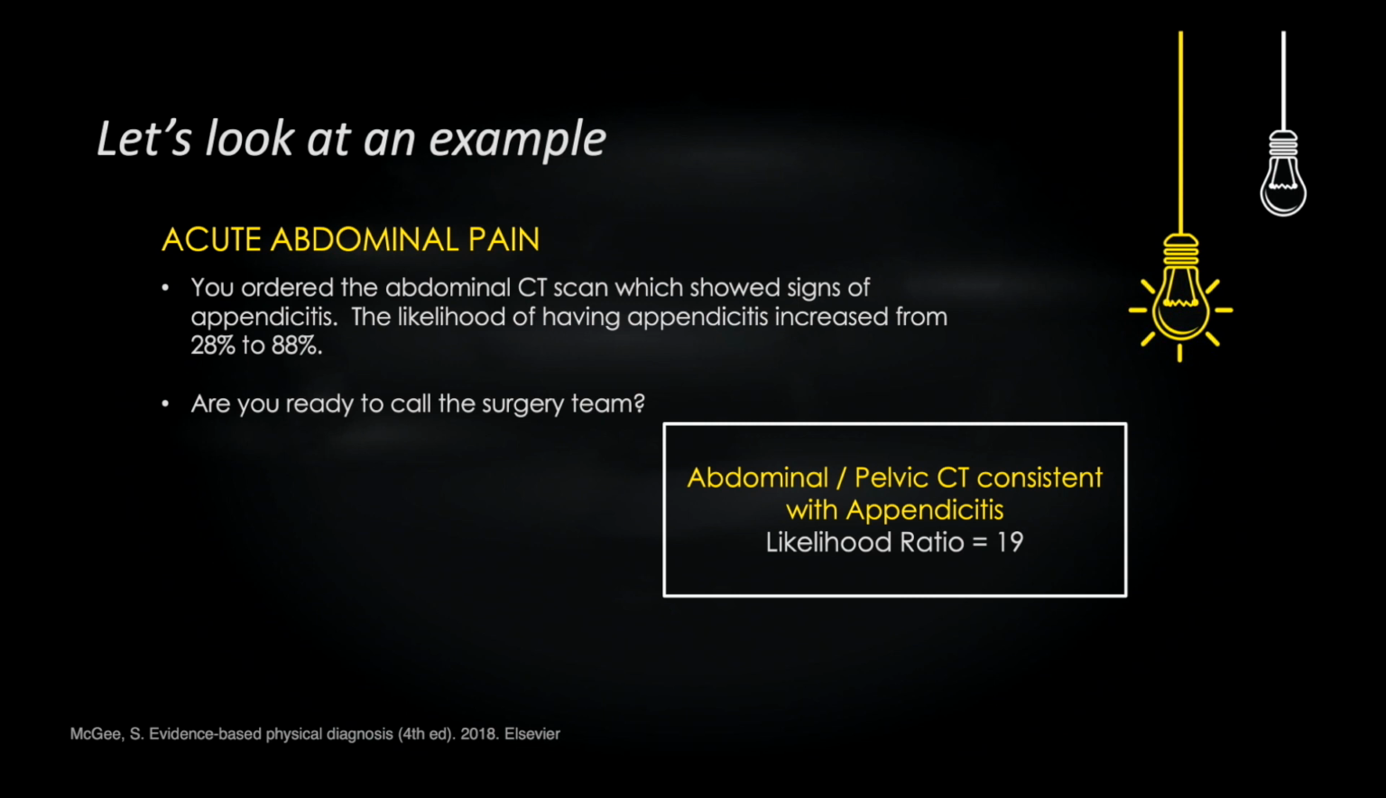So you ordered this abdominal CT scan, which showed signs of appendicitis. The probability of having appendicitis has increased from 28% to 88%. Are you ready to call the surgery team? I'm ready to call the surgery team. That's a pretty good post-test probability, an 88% chance that this patient has appendicitis. We may be wrong, but I think it's time to call the surgery team and let them make a decision if this patient is ready for surgery.